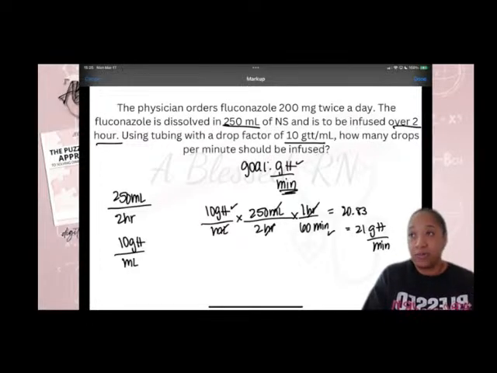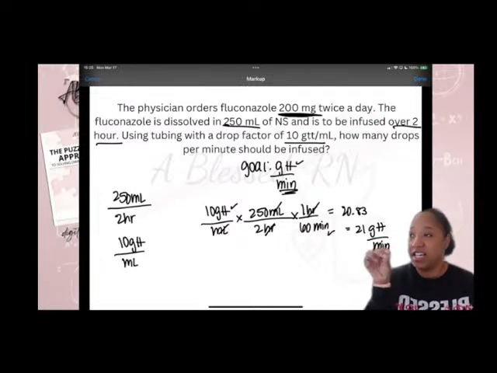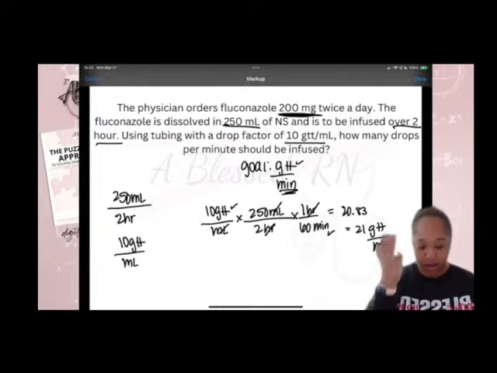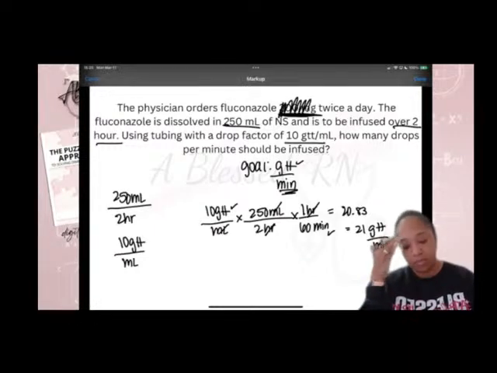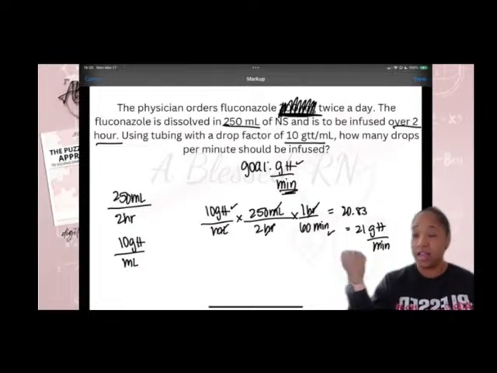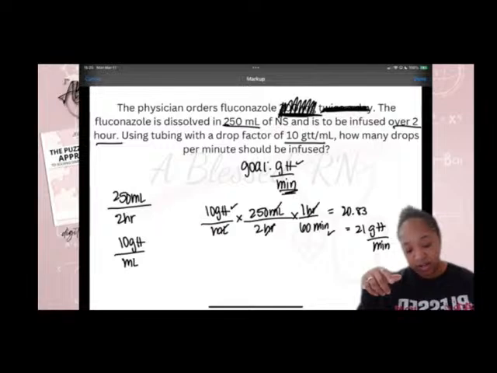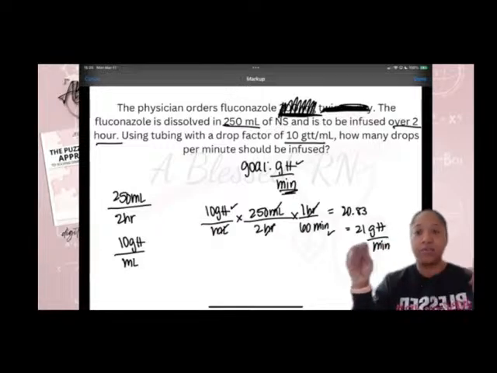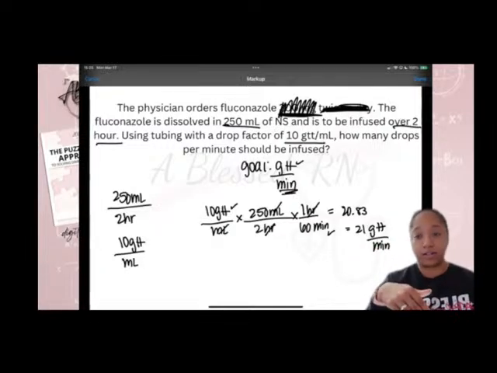So, what do we not need? This 200 milligrams, because remember it says it's dissolved in the 250 mLs. So once you give the 250 mLs, guess what else is going to be given? The fluconazole. Is this asking about how many times we're going to give this fluconazole a day? Nope. Don't need this part either. Okay? Volume over time and your drop factor.